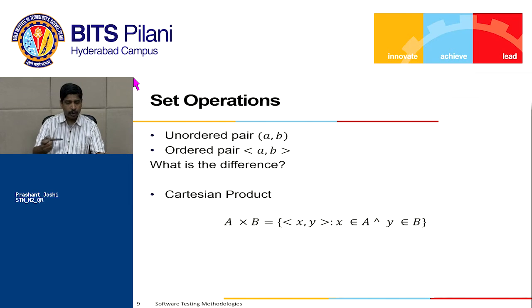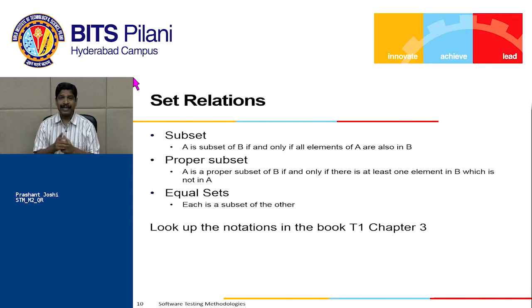Other set operations are to do with the unordered and the ordered pair, such as an ordered pair of inputs that need to be given to a particular program. Set relations: A is a subset of B. It would also be equal sets when each set is a subset of the other. I urge you to look at more definitions, and this set theory, equivalence class partitioning, domain testing, that is where these sets would be very, very useful.